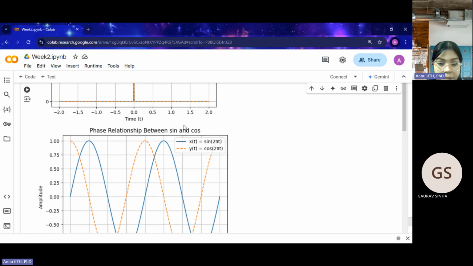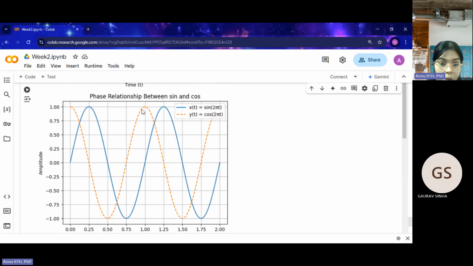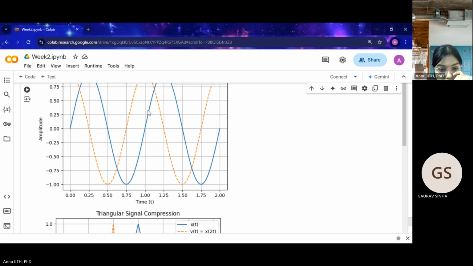Now the phase relationship between sine and cos. You can see cos is shifted by pi by 2. So left is what? Advance. So cos is actually the advanced version of sine by pi by 2. Left is advance, so that's why.